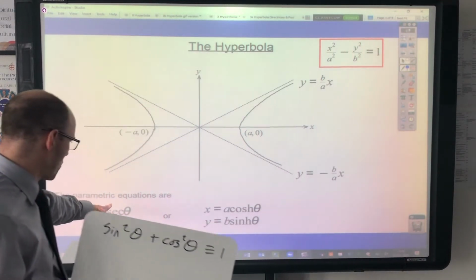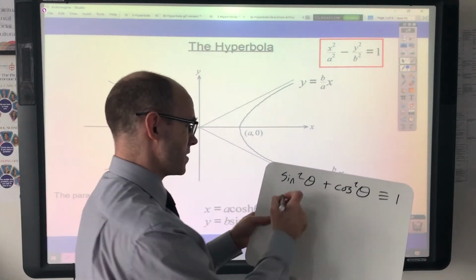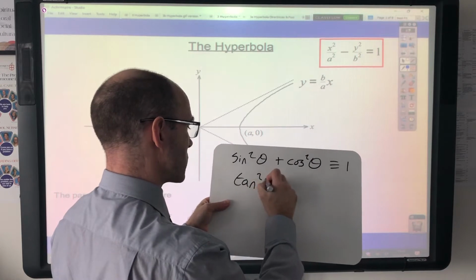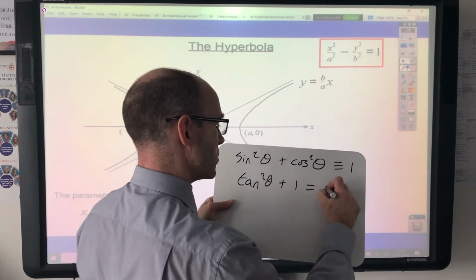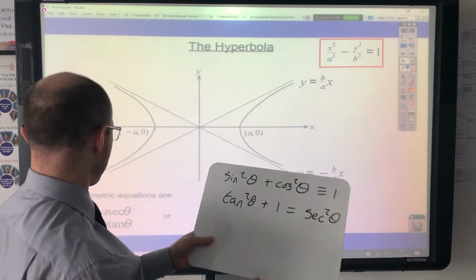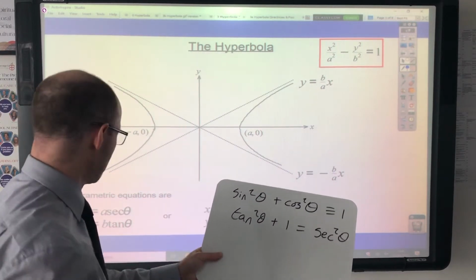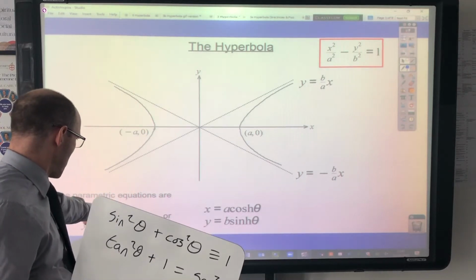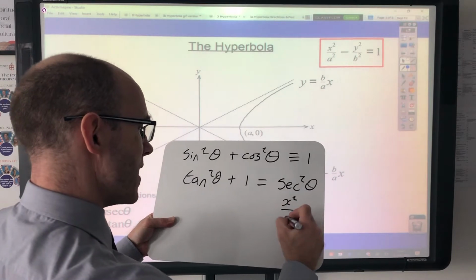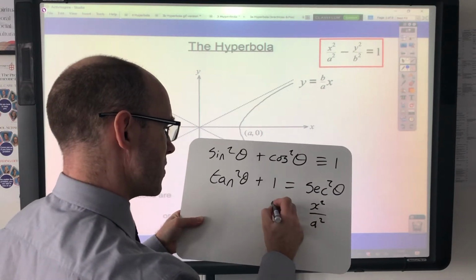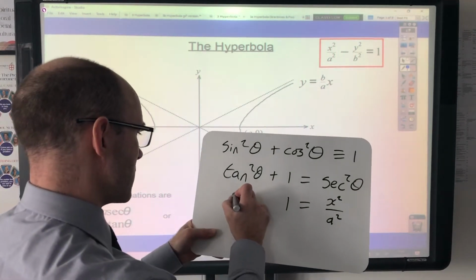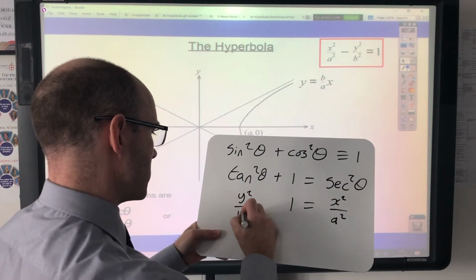Now, because mine is involving tan and sec, I'm going to divide both sides by cosine squared theta to get the identity I want: tan squared theta plus 1 equals sec squared theta. And then I'm going to substitute each one of those into these. So x over a is sec theta, so that's going to be x squared over a squared on the right hand side. The 1 is there. And y over b is tan theta, so y squared over b squared plus.